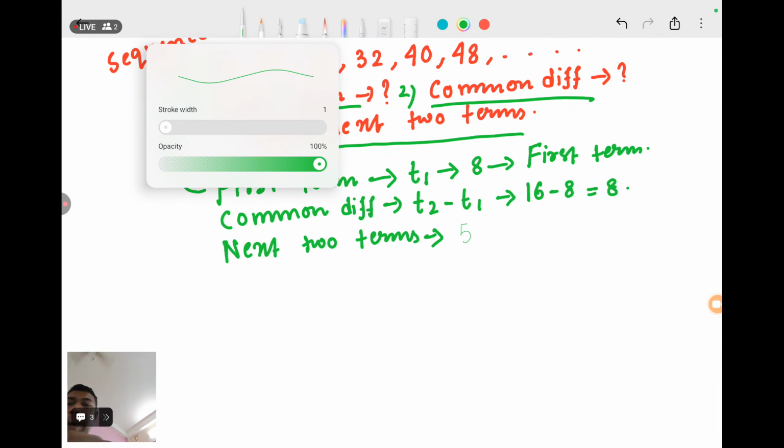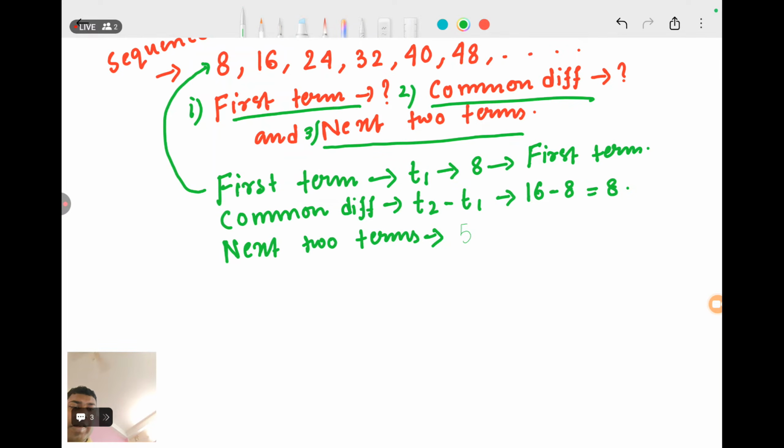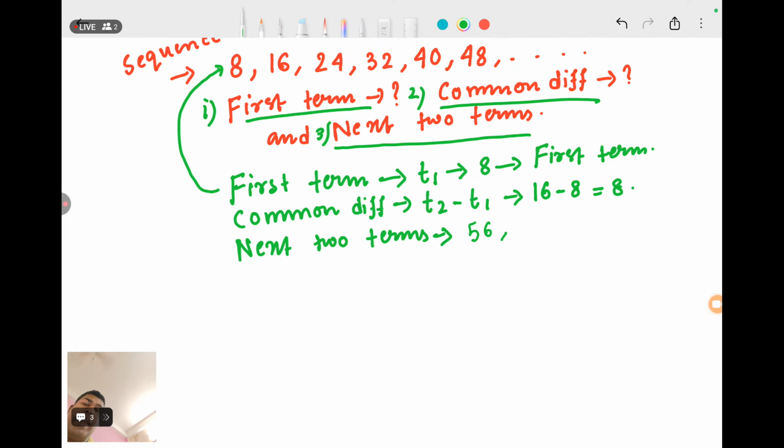Okay, 56, and after adding 8 to 56 we get 64. So the next two terms will be 56 and 64, and the common difference will be 8, and the first term will be 8. Okay.